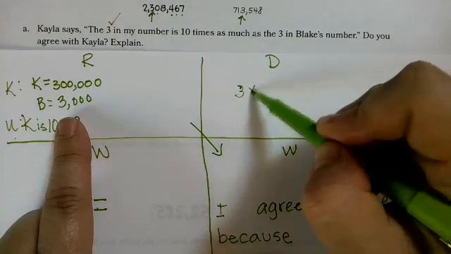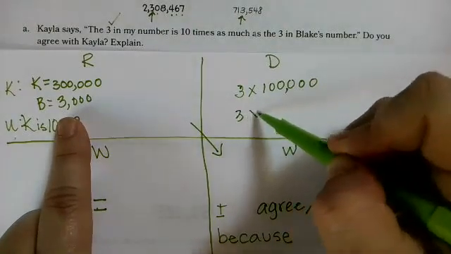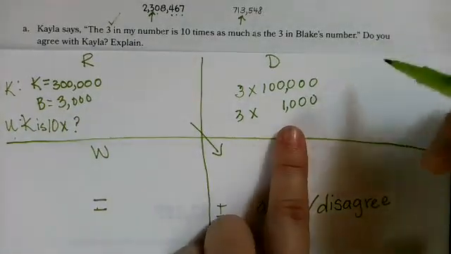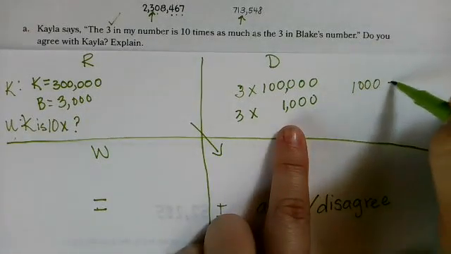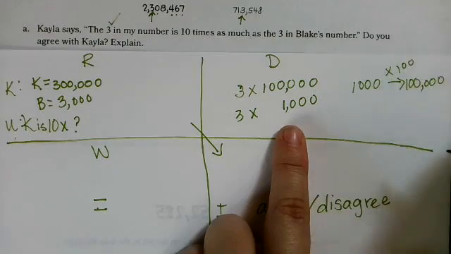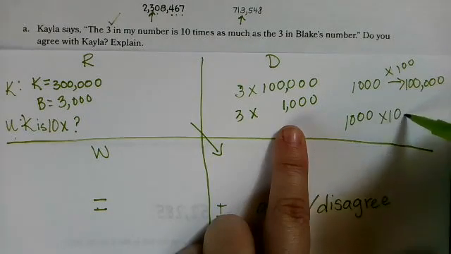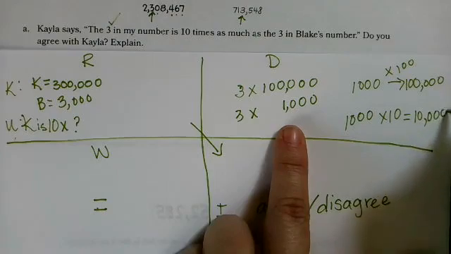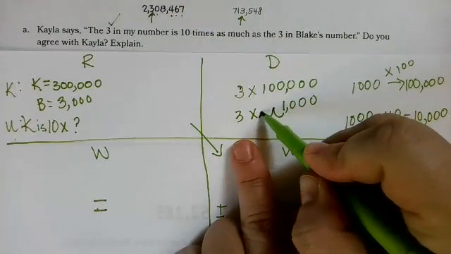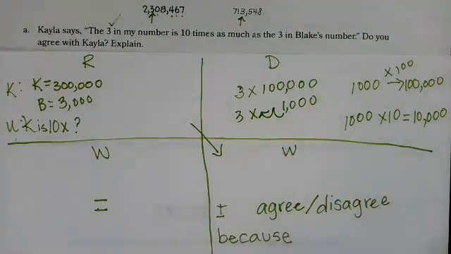So I've got 3 times 100,000 versus 3 times 1,000. To go from 1,000 to 100,000, you have to multiply by 100. If you multiply 1,000 by 10, you end up getting 10,000, not 100,000. So it would need to be a 2 place value switch instead of just 1. So we've come to discover that we're going to disagree.